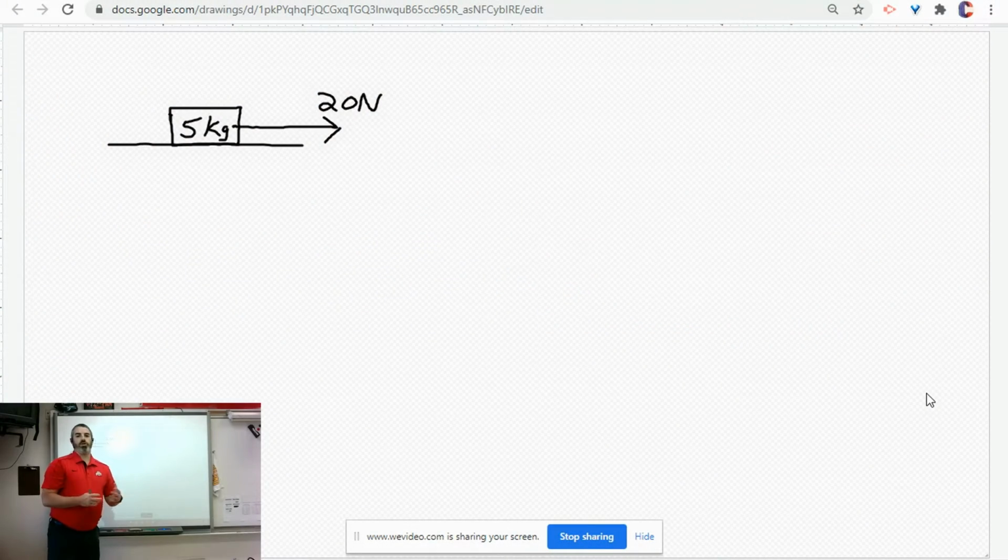All right, so here we have a question where we have a 20 Newton force that is applied to a 5 kilogram mass. And we want to figure out the value of the acceleration if this is pulled on a frictionless surface. So here's what we're going to do first: we're going to draw our system schema.